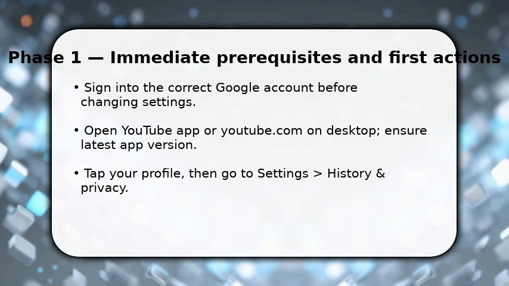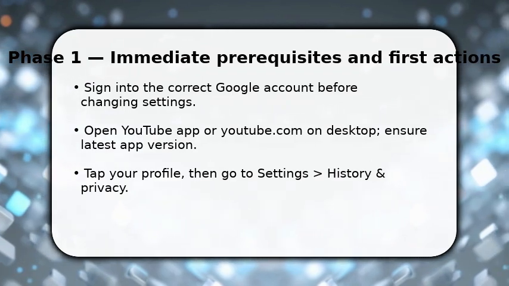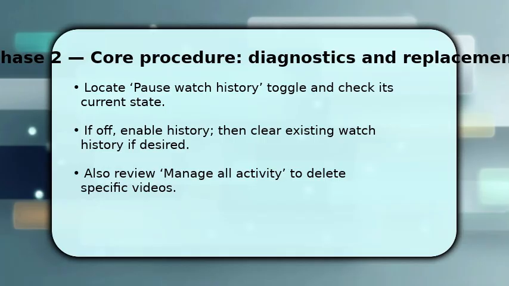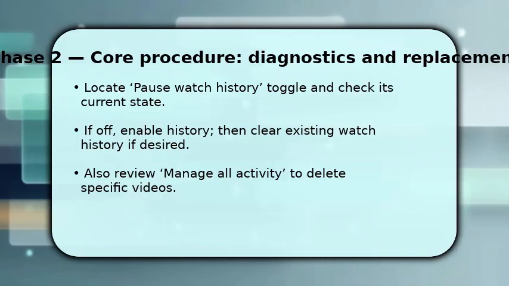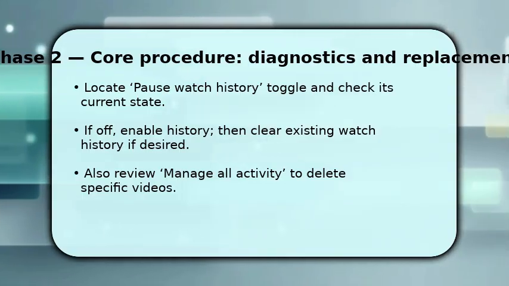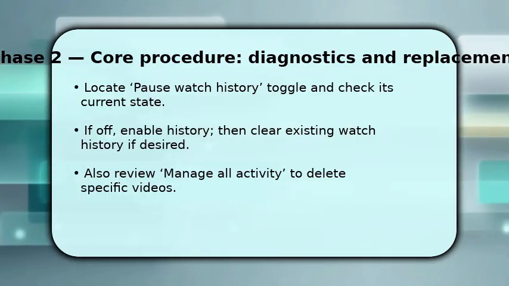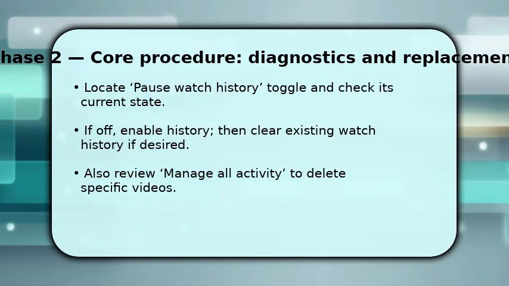Once in History and Privacy, locate the Pause Watch History toggle. If it is turned on, your watch activity won't be recorded, which explains the issue. To resume tracking, turn that toggle off. This makes YouTube start saving new watch history again. After that, use Clear Watch History to remove prior entries or choose Manage All Activity for granular deletions. Make sure to wait a few seconds after toggling. YouTube updates settings on the server.